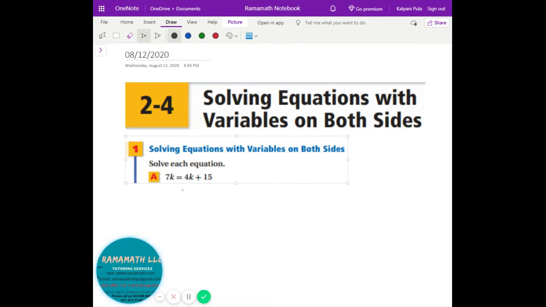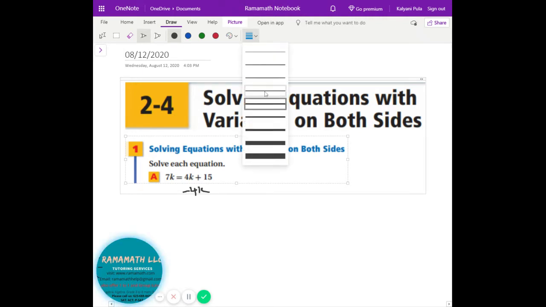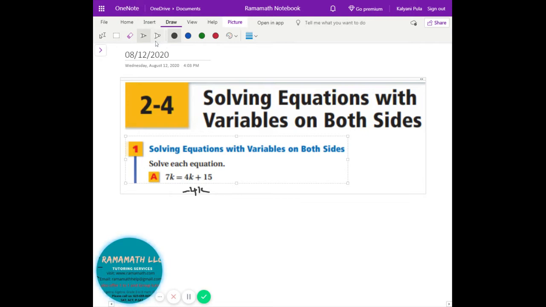So I'm going to subtract 4k on both sides. Remember with equations, whatever you do to one side, you have to do to the other side to keep it balanced. So I'm going to subtract 4k here also. When I subtract it, the 4k comes out, and I get 7k minus 4k, that is 3k. Just like 7 apples, you take away 4 apples, so you're left with 3 apples. And this side is 15.